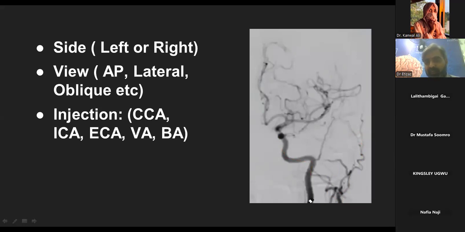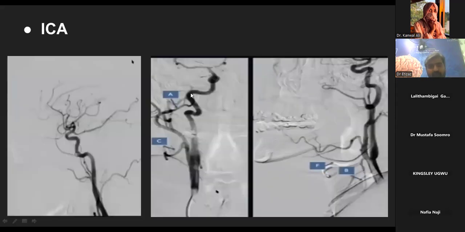So this is the external carotid, this is the internal carotid. Then you said the siphon, then MCA, then anterior cerebral artery. It is very important that we know what kind of injection it is. So now it is clear. So we are going through first the ICA, internal carotid artery angiogram.